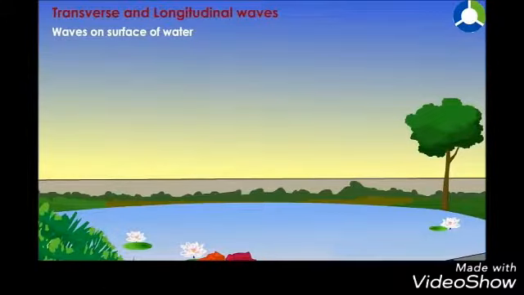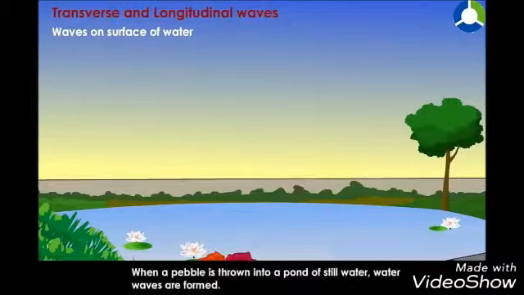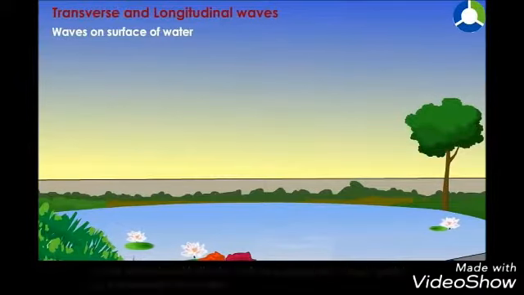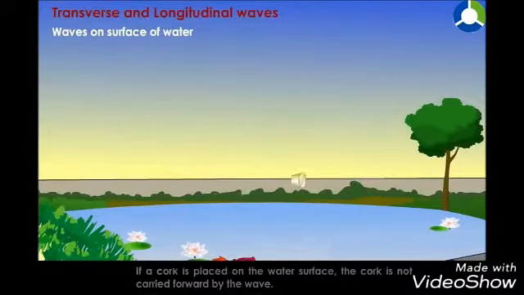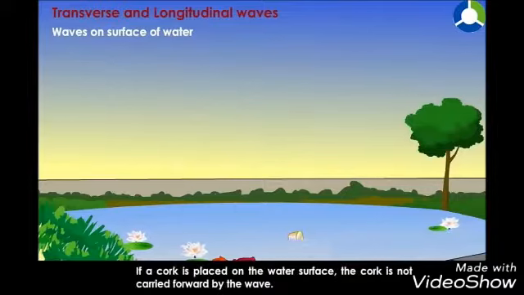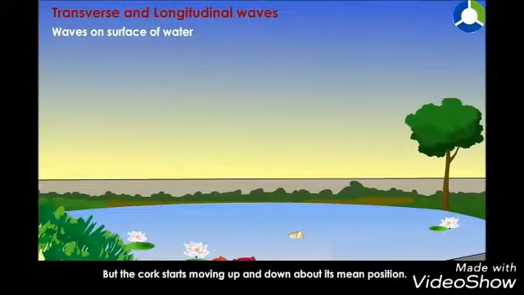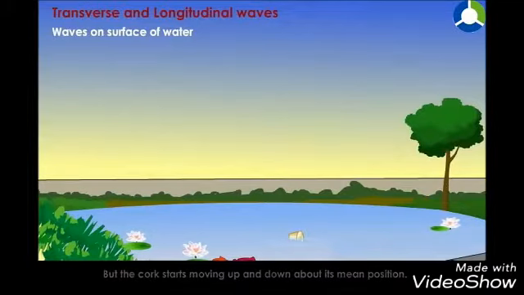Waves on surface of water. When a pebble is thrown into a pond of still water, water waves are formed. These waves travel in the form of widening circles with the point of disturbance as the center. If a cork is placed on the water surface, the cork is not carried forward by the wave, but the cork starts moving up and down about its mean position.